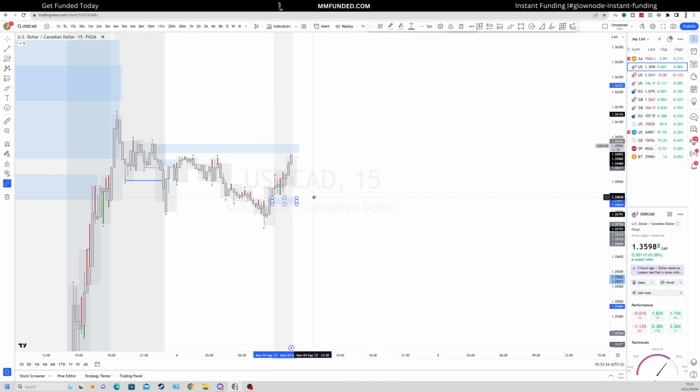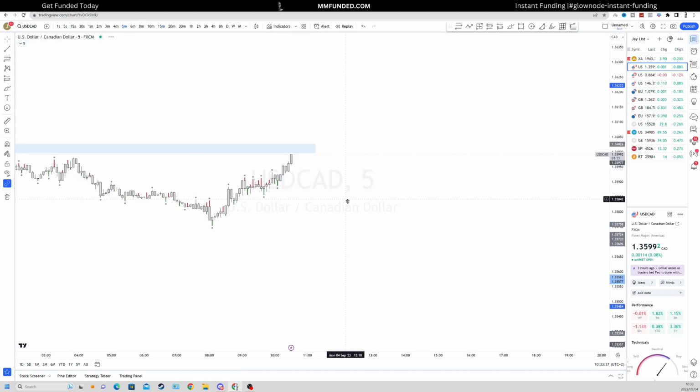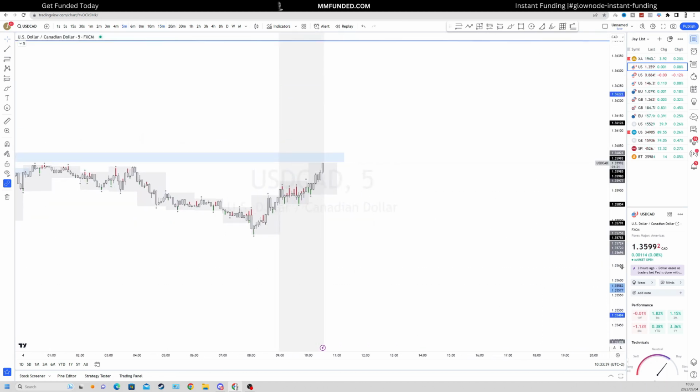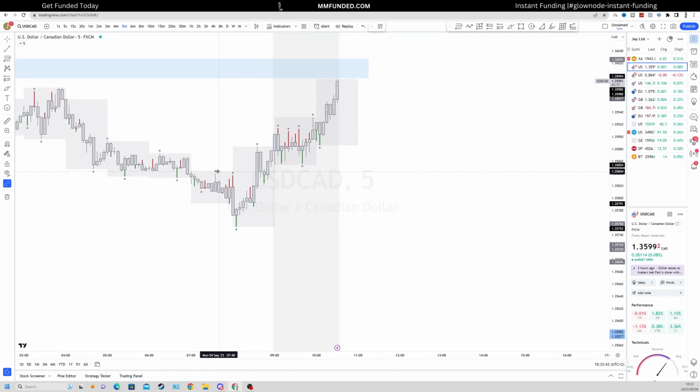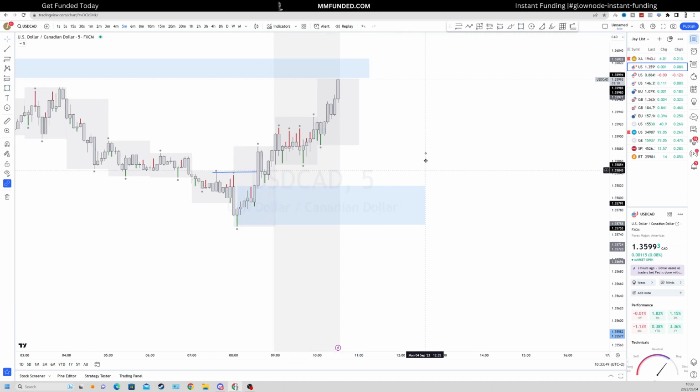If we have a look at the 5 minutes with our 1-hour fractal structure going into session this morning, we had this break of structure to the upside, putting this demand area, well, this becomes your entire demand fractal range, which we never got that pullback into.